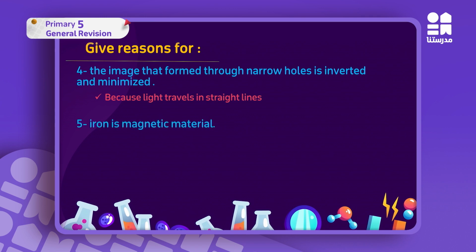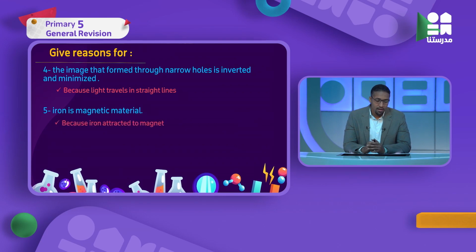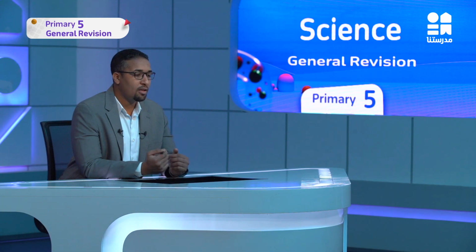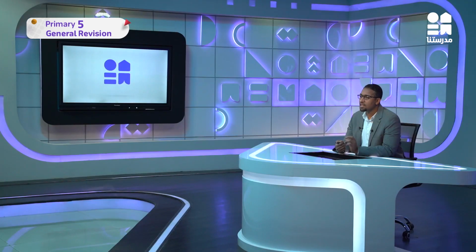Number 5, iron is a magnetic material. Why is iron a magnetic material? Iron, cobalt, nickel, all of them are magnetic materials. But why? Because iron is attracted to a magnet. That's why we call iron a magnetic material. And if we talk about wood or plastic or aluminium, we will say, give reason. Aluminium, wood, plastic are non-magnetic materials. We will say because they are not attracted to a magnet, however the magnet is strong or weak.